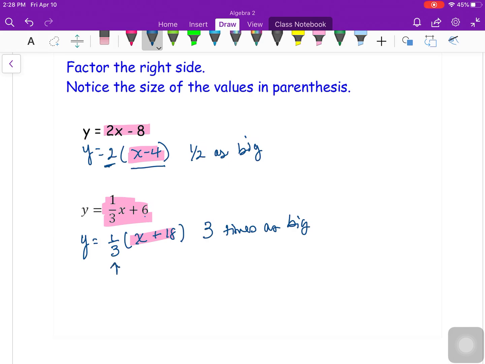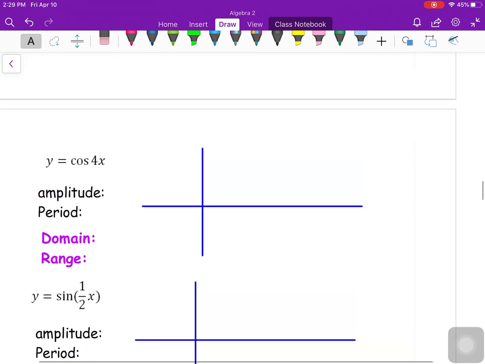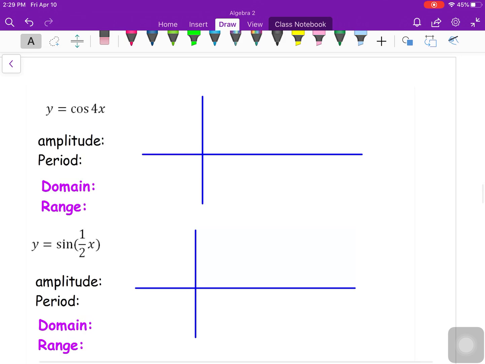Well, notice my factor was 1/3. So how did I get these factors? I took the 2x and divided by 2, and I took the 8 and divided by 2. Here I took the 1/3 x and divided by 1/3, and the 6 and divided by 1/3. We're going to do the same with our trig functions when we graph them to find our periods.